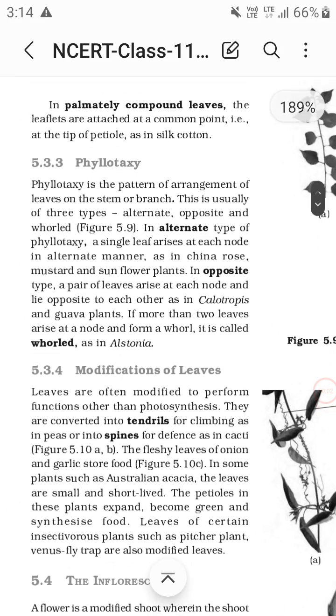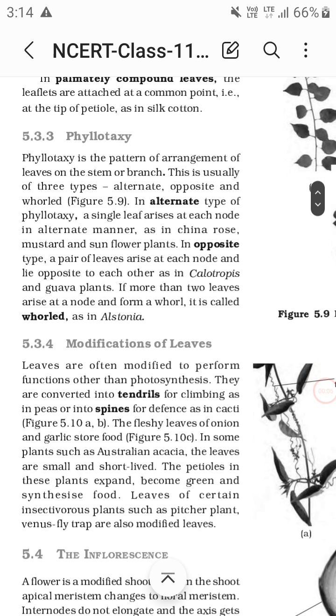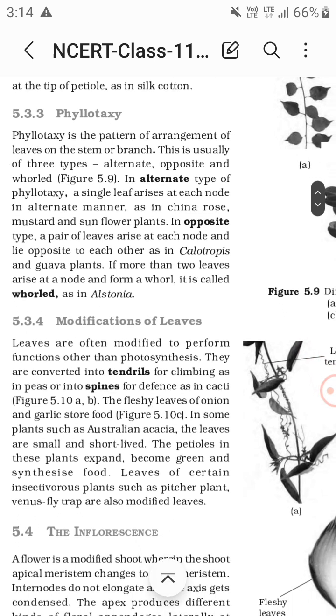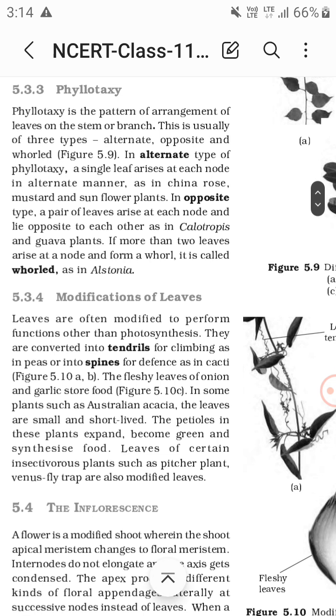Phyllotaxy: alternate, opposite, and whorl. Alternate type of phyllotaxy: a single leaf arises at each node in alternate manner, as in China rose, mustard, and sunflower plants. And opposite type: a pair of leaves arise at each node and lie opposite to each other, as in calotropis and guava plants.